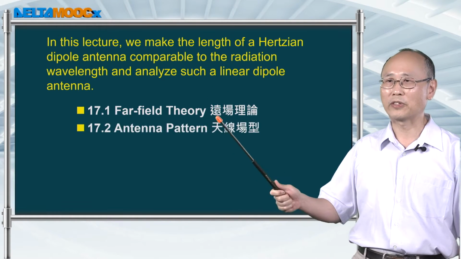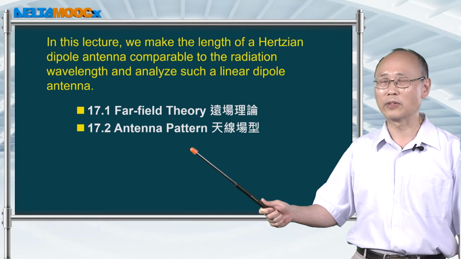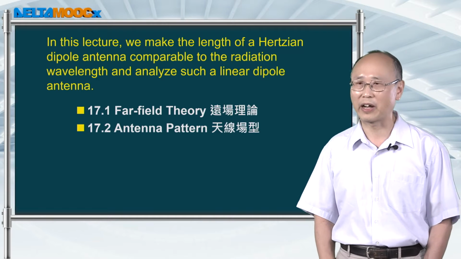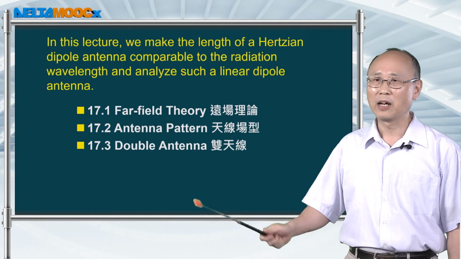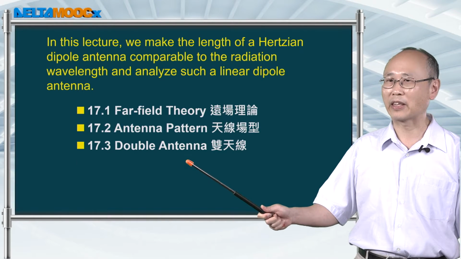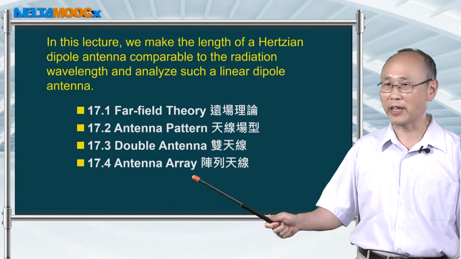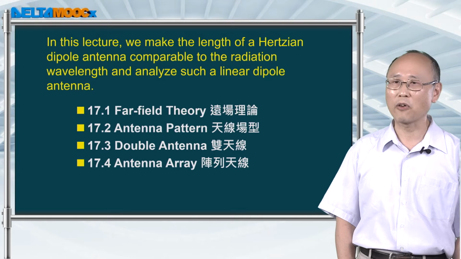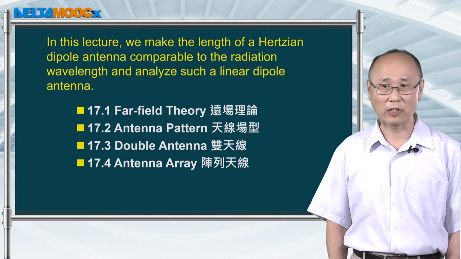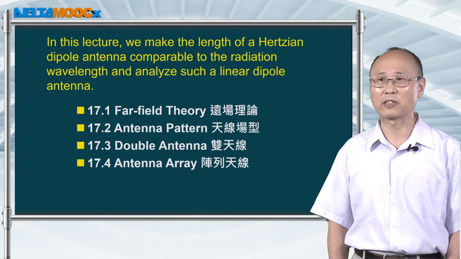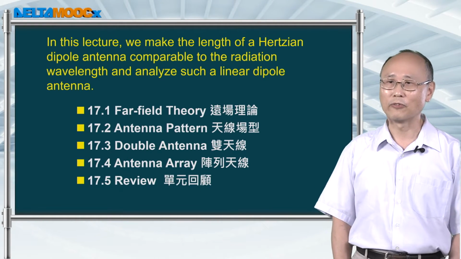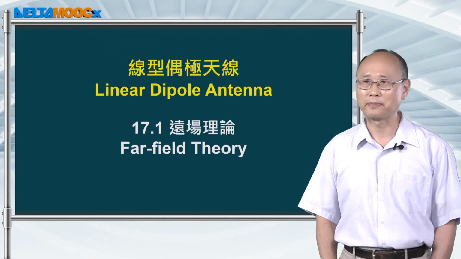So, in the first section, I'm going to introduce you a far field theory for this linear dipole antenna. Then, with the theory, we'll be able to look into the antenna pattern and understand how the antenna will radiate. And then we're going to add a few antennas and make it into an array. Therefore, you can see how those antennas could interfere with each other and generate particular radiation patterns in the far field. Finally, we're going to have the review in the end of this lecture.